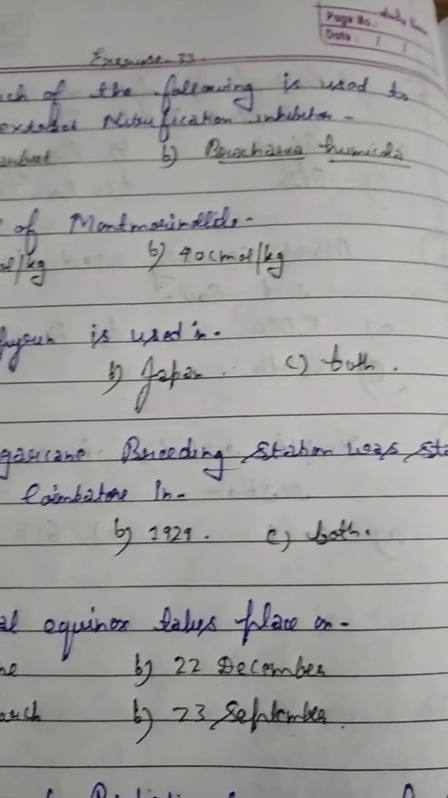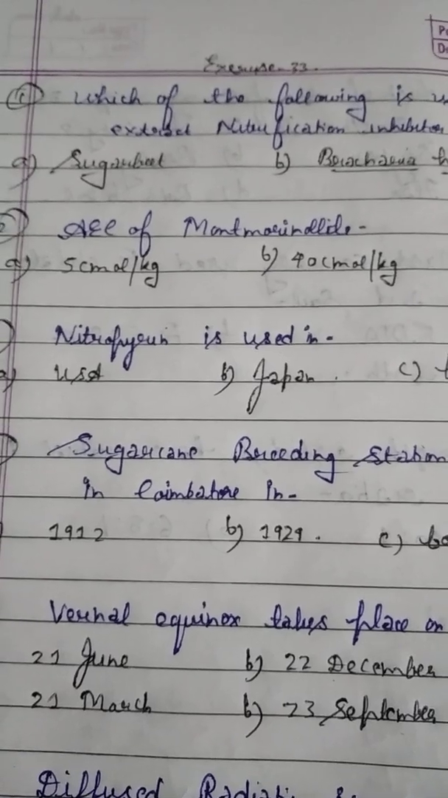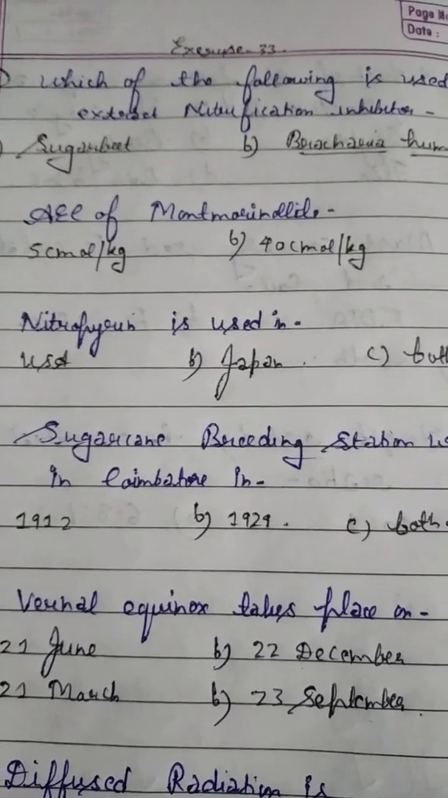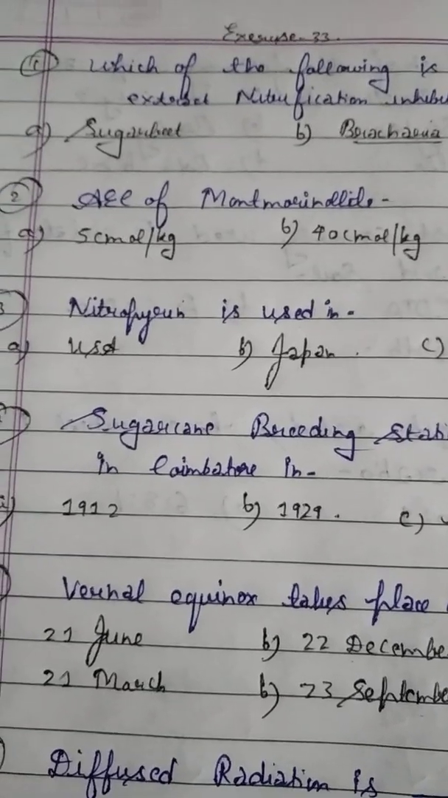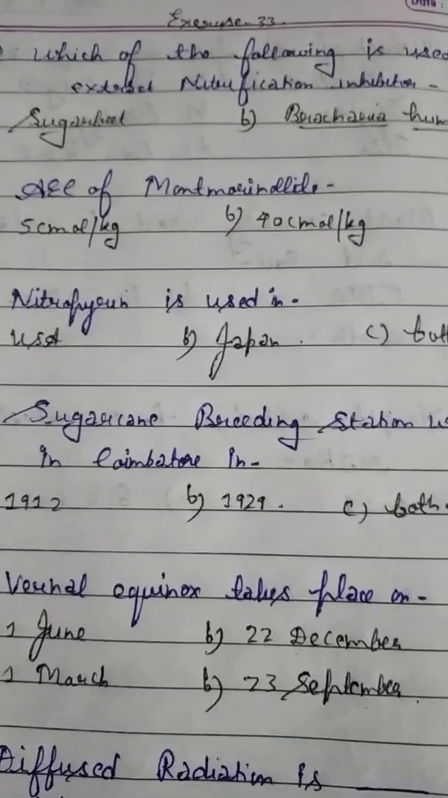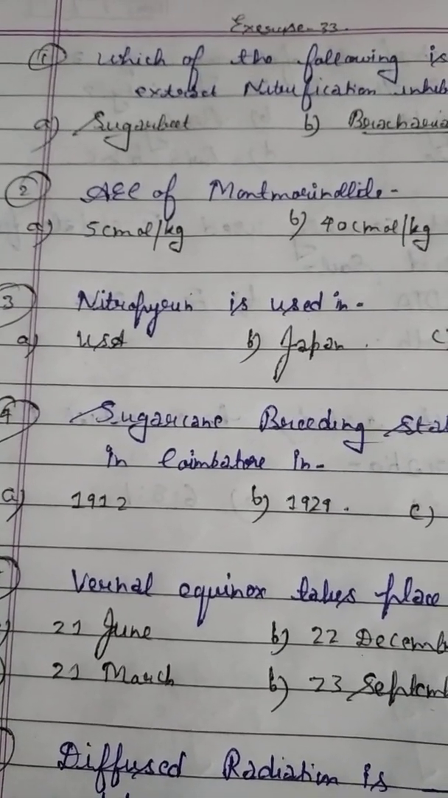Which of the following is used to extract nitrification inhibitor? You have to tell out of the following two crops, which crop is used for extracting nitrification inhibitor? Option A, sugar beet. Option B, Beccaria humicola. So student, what will be the correct answer?